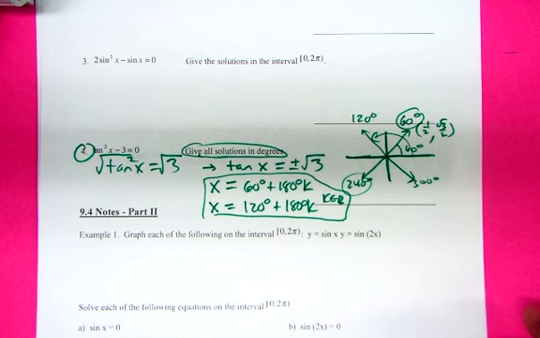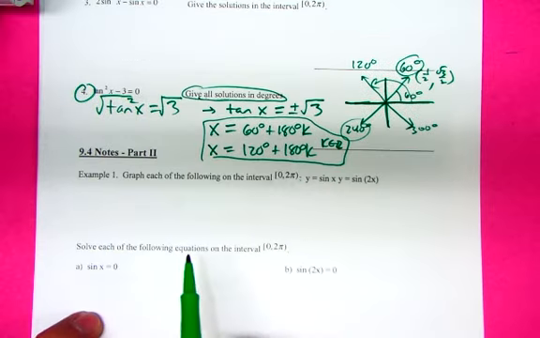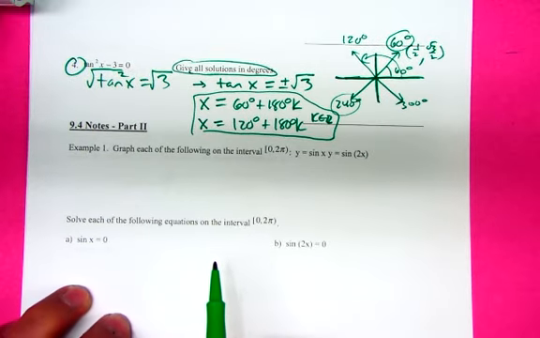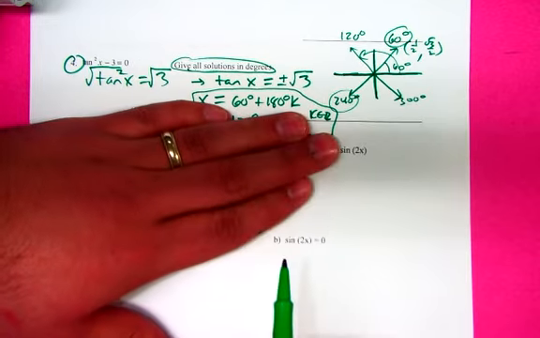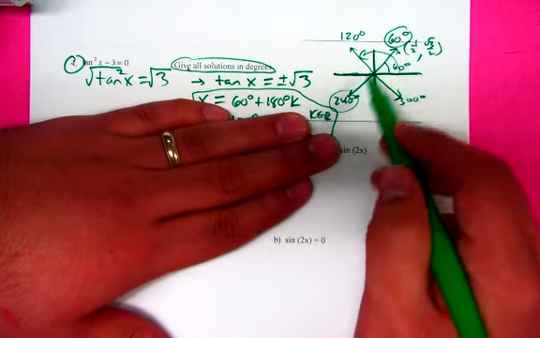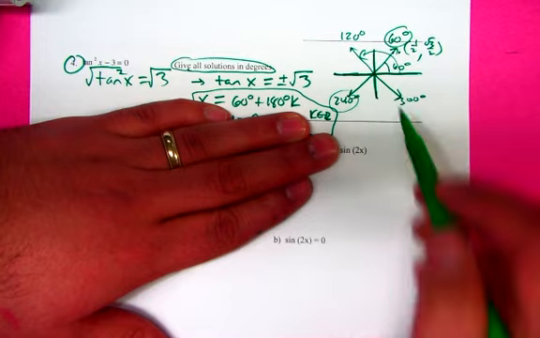Okay. Let's go on to part two then. Wait, we need to write both of the answers or just one? You need to write both. Because if you just write that, that only talks about this angle, that angle, this angle. You're skipping half of the solutions.